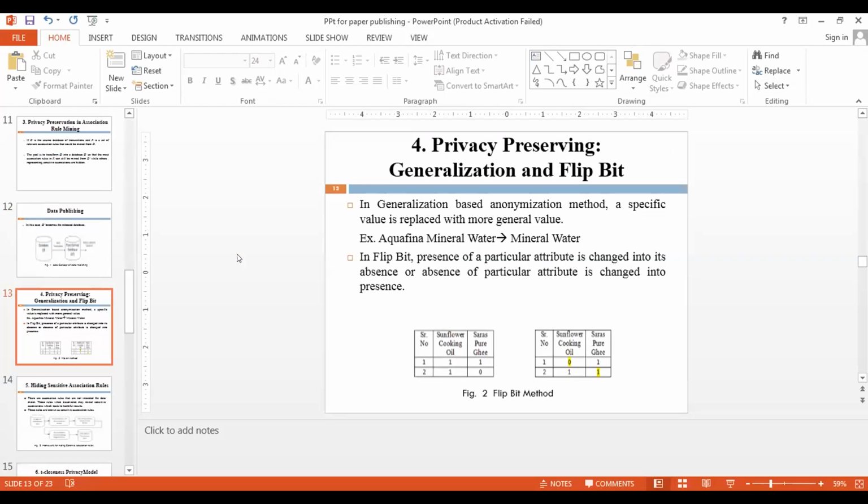In flip bit, suppose for example we see two columns, sunflower cooking oil and Saras pure ghee. In this digital form, it is 1 and 0, in bit format. Suppose here, in the second, you can see that cooking oil, which earlier was 1, we have flipped to 0. In the ghee also, the 0 can be converted into 1. That means we can change into bit form, and that can secure our privacy.